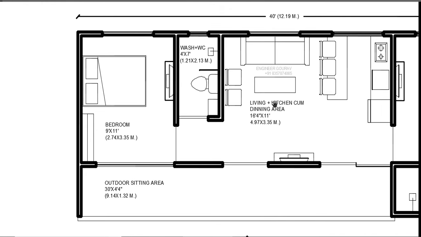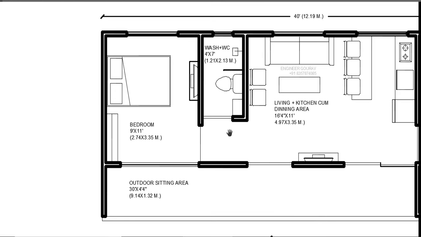So we have a living plus kitchen cum dining area. You can see here the sofa arrangement, tea table arrangement, chair arrangement, and also on the right side we have a kitchen cabinet with burner, sink and refrigerator arrangement and a dining counter with 3 chairs. We have 2 large size windows for ventilation and light purpose, and also we have a sliding door here for rear entrance.